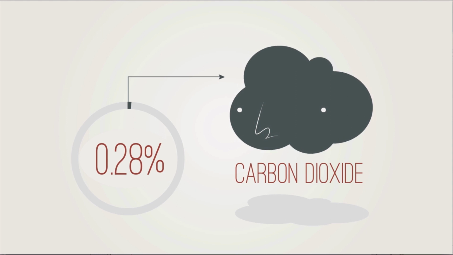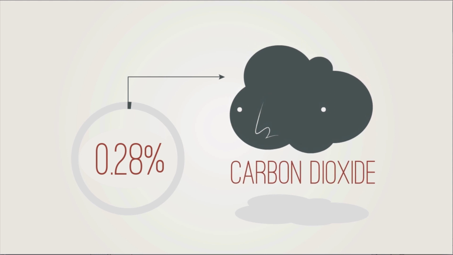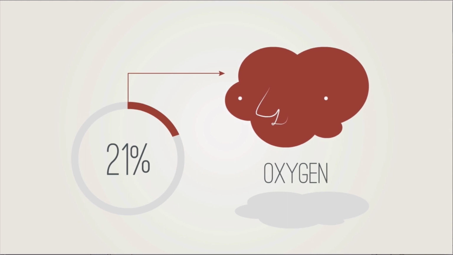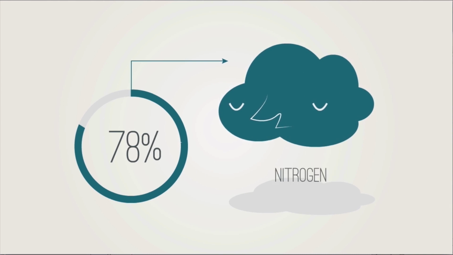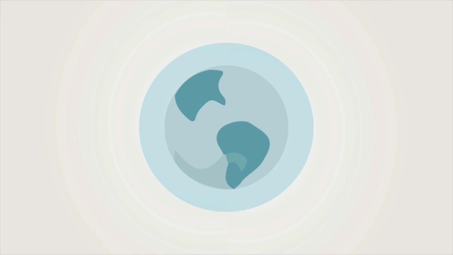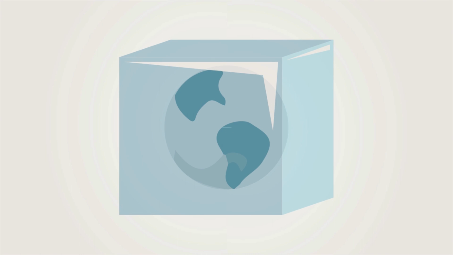Before the world became industrialized by burning fossil fuels, the carbon dioxide concentration in the atmosphere was about 0.28%, tiny compared with oxygen at 21% and nitrogen at 78%, but enough to keep us warm. Without this natural blanket of insulating gas, the Earth would be too cold to support life as we know it.